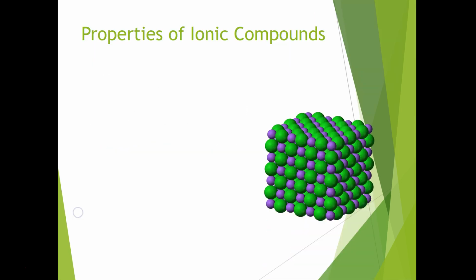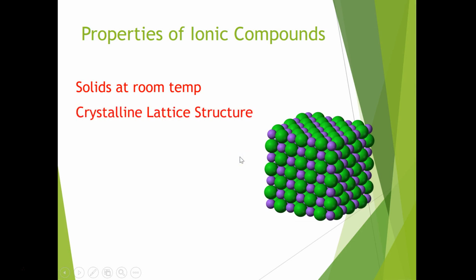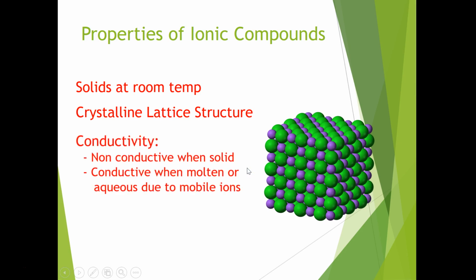Properties of ionic compounds: there's sodium chloride. You can see the large chloride ions attached in an alternating fashion with the smaller sodium ions. Ionic compounds tend to be solids at room temperature. In fact, they are all solids at room temperature. The structures are known as a crystalline lattice structure. And their conductivity: when an ionic compound is solid, it is not conductive because all the ions are locked in place. They're not free to move around. But when you melt the salt or dissolve it in water, the ions are free to move, and so the ionic substances will conduct electricity when they're melted or aqueous.